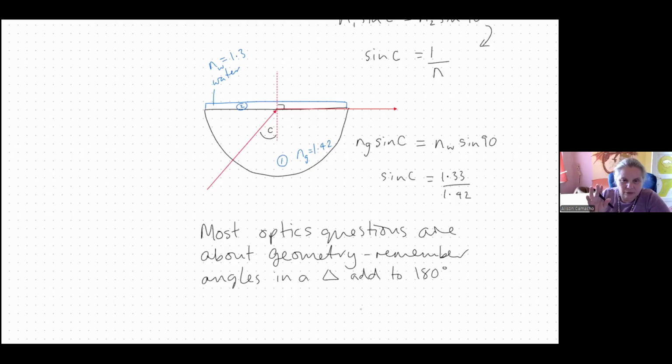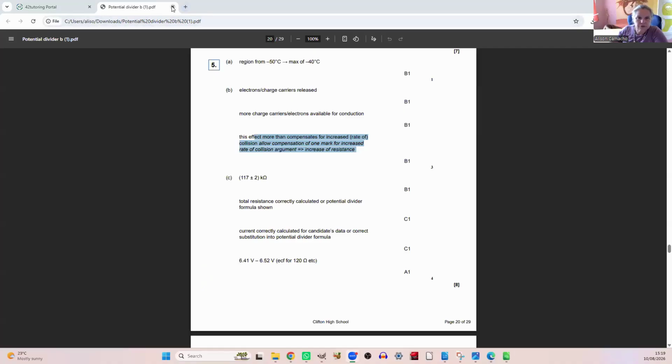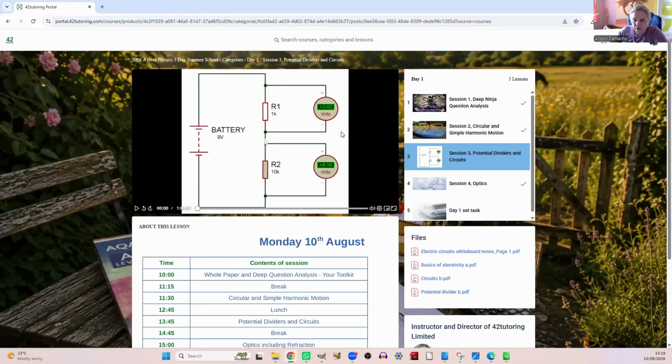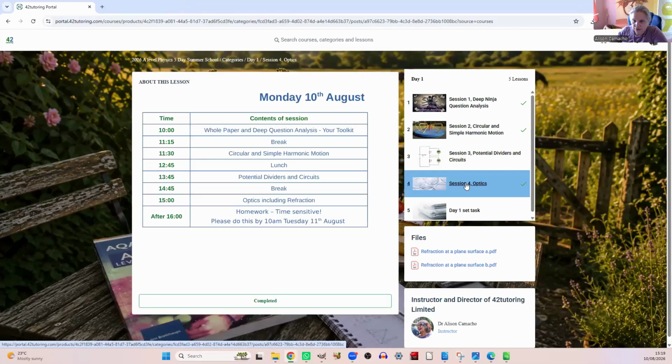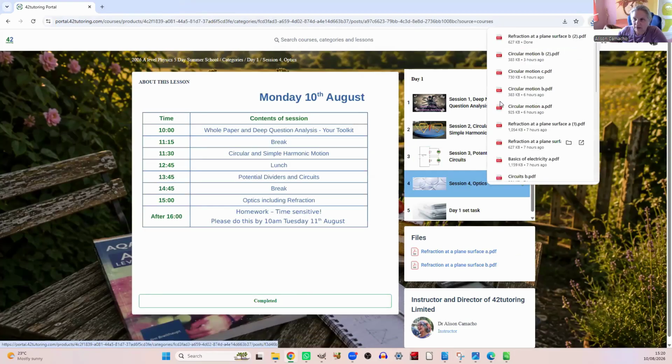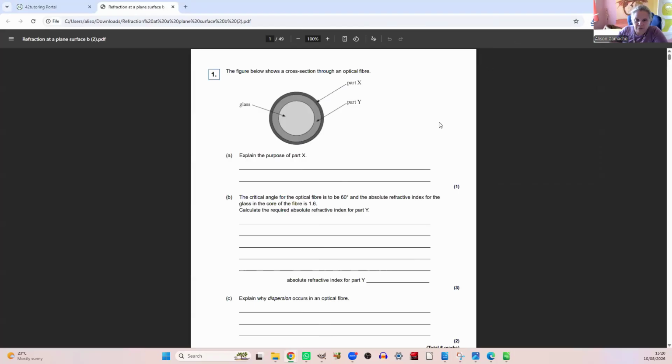So right now, that is it as far as the teaching is concerned. What we're going to do now is stop with that and pull up some questions. So let me share my screen with you. Right, my potential divider questions are over, so I'm going to go to optics. I've got refraction at plane surface A and B. Let's go with B. I'm opening up this one.